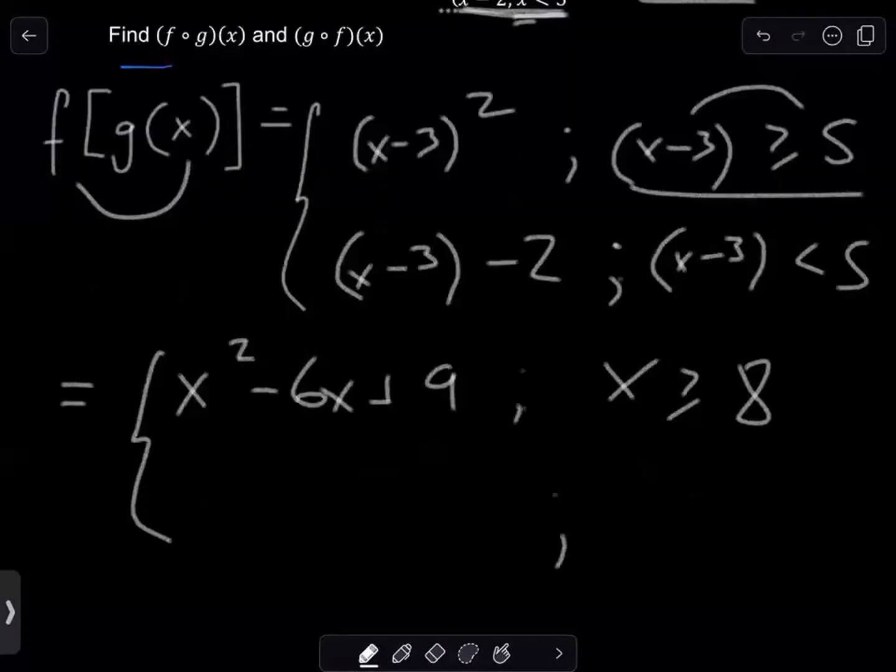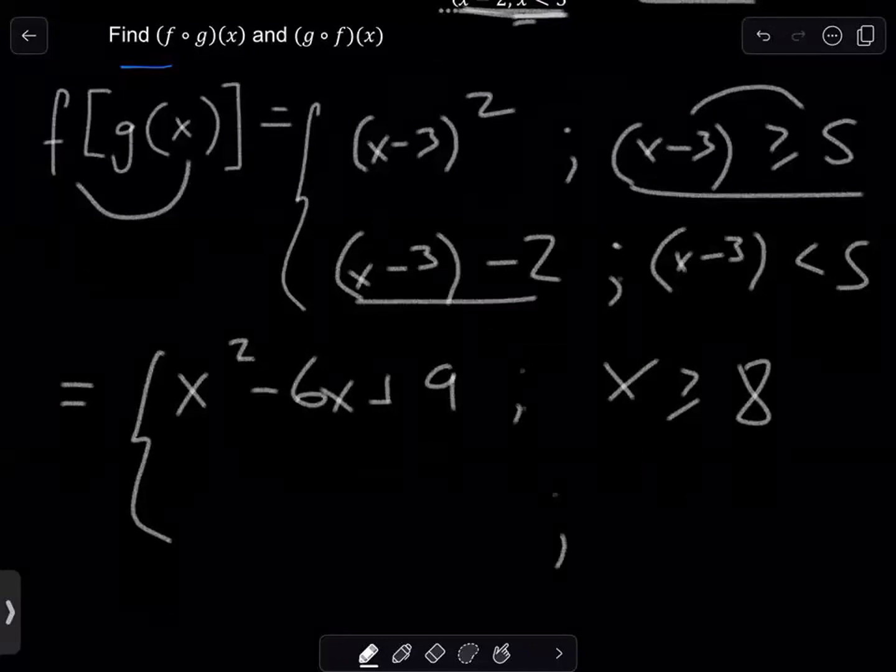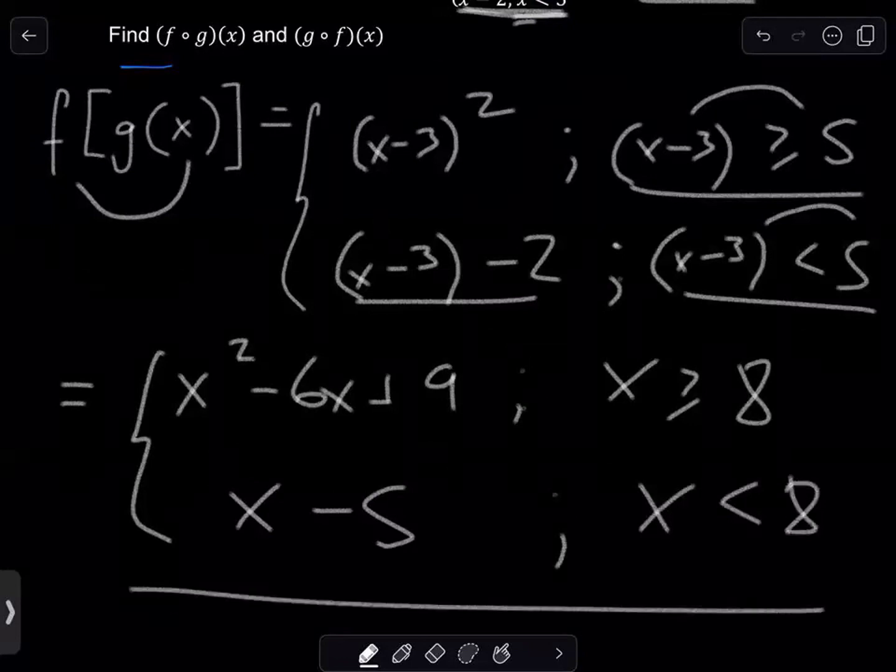And then at the bottom, we will have x minus 3 minus 2, that's x minus 5. And then we have a similar inequality. So we take the minus 3 over onto the other side, we'll have x is less than positive 8. And this is the function f of g of x.